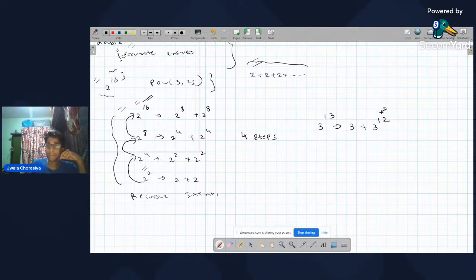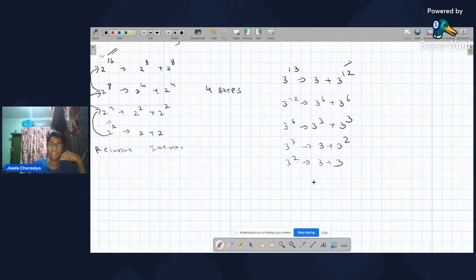Can I write 3 to the power 12 as 3 to the power 6 into 3 to the power 6? Can I write 3 to the power 6 as 3 to the power 3 into 3 to the power 3? Can I write 3 to the power 3 again as 3 into 3 to the power 2? Can I write 3 to the power 2 as 3 into 3? So I can't go beyond that. 3 into 3 is 3 to the power 0 into 3 to the power 1.